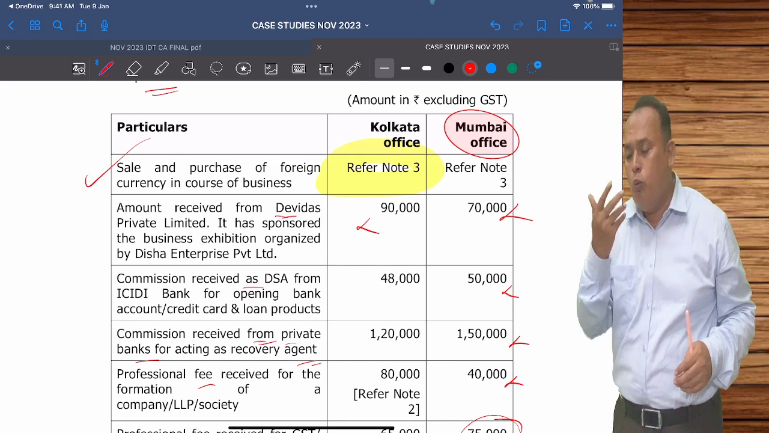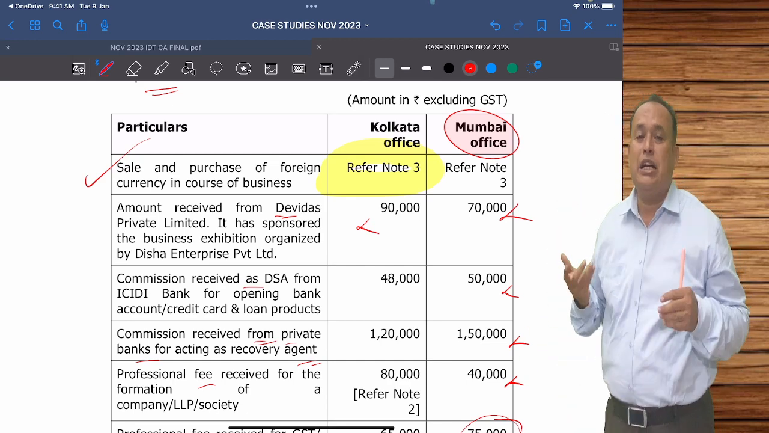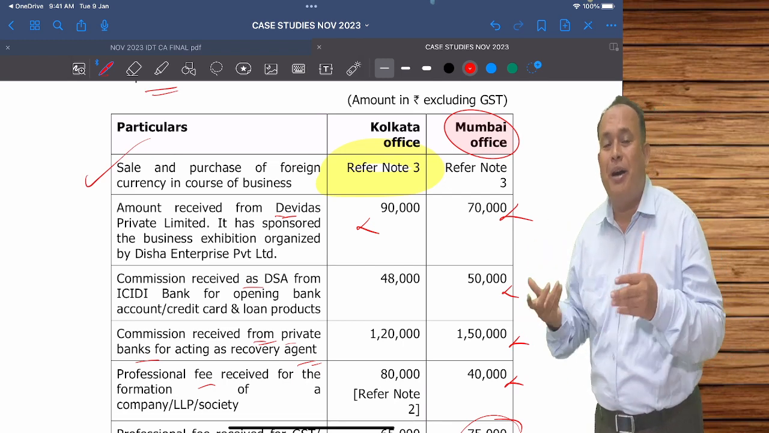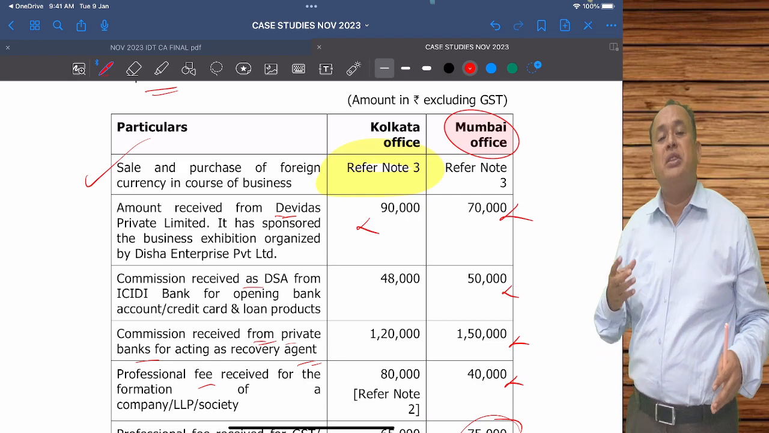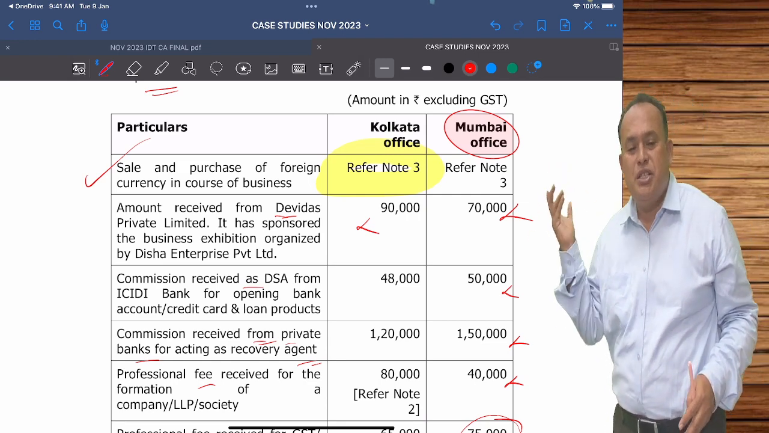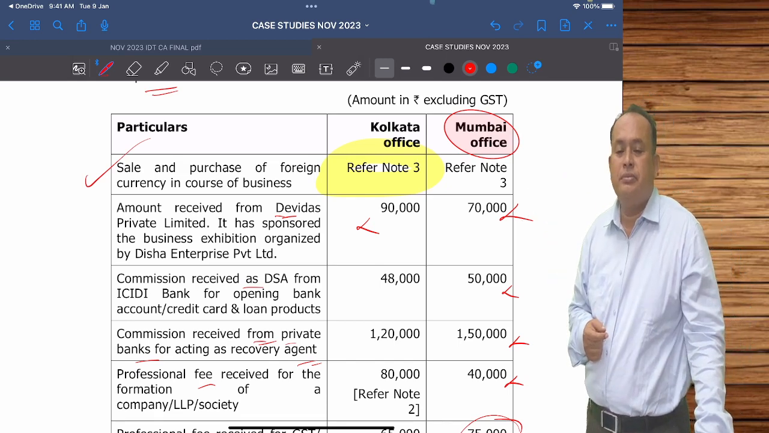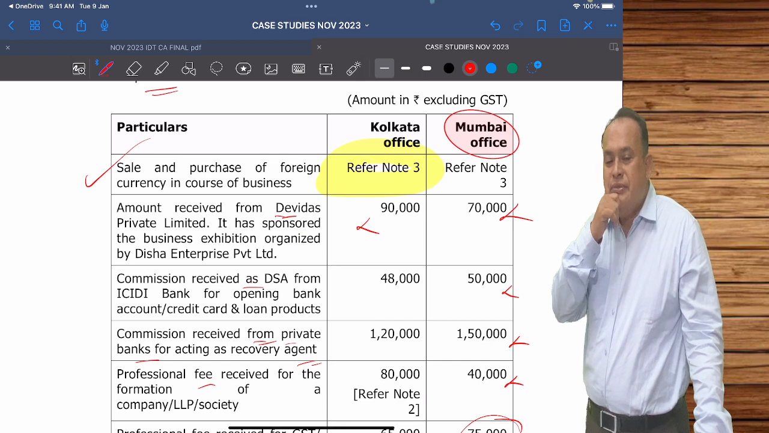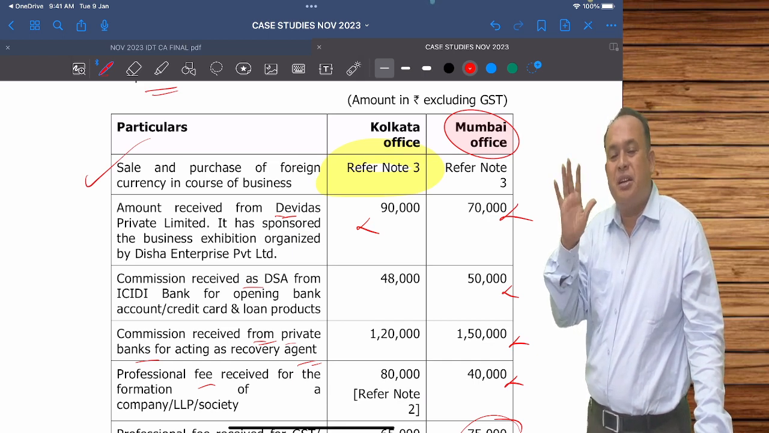Sponsorship services provided to a body corporate incorporated in the taxable territory, or to a partnership firm or LLP located in the taxable territory. In that case, the recipient is liable to pay GST for the sponsorship services. So, who is liable to pay GST? The recipient is liable to pay GST under RCM.